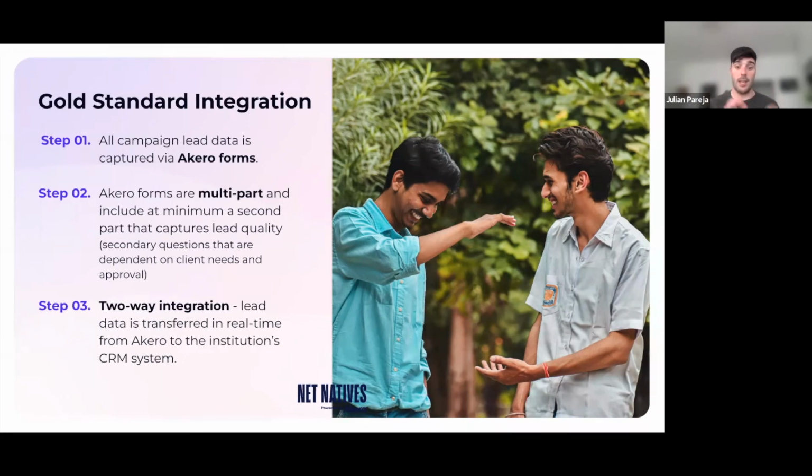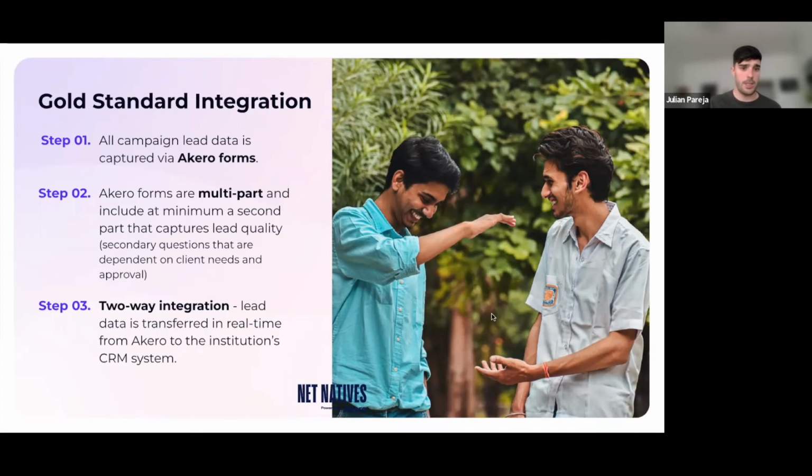But firstly, a little bit about what we view as the gold standard for integrations. So step one would be all campaign lead data is captured by Akero forms. What that allows us to do is to immediately have that data within Akero. So then we can use that for lookalike audiences to optimize the current live campaigns. But then that data through the integration will also immediately be sent to HubSpot. So you'll have the lead in both platforms simultaneously, but it will allow us to optimize those campaigns for you as the leads are coming through.